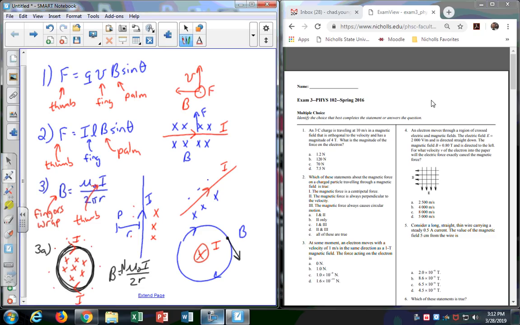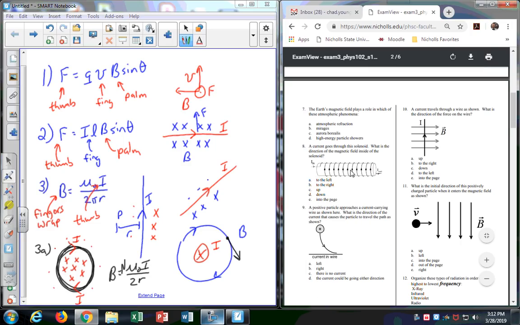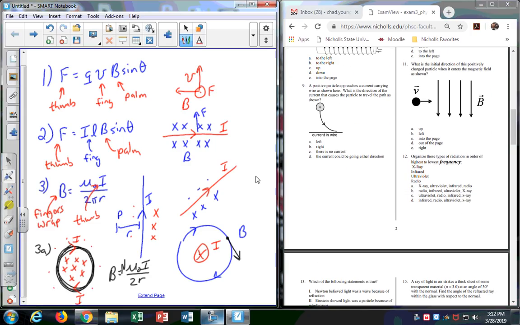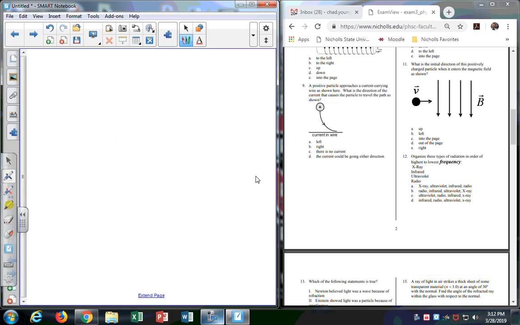Well, let's do some that are more difficult, like, for example, number 9 here. I don't think that we've done one like this. Yeah, we've done something like this. So let's look at number 9. I have a positive particle. It approaches a current-carrying wire, and I want to know the direction of the current that causes the particle to travel the path as shown.